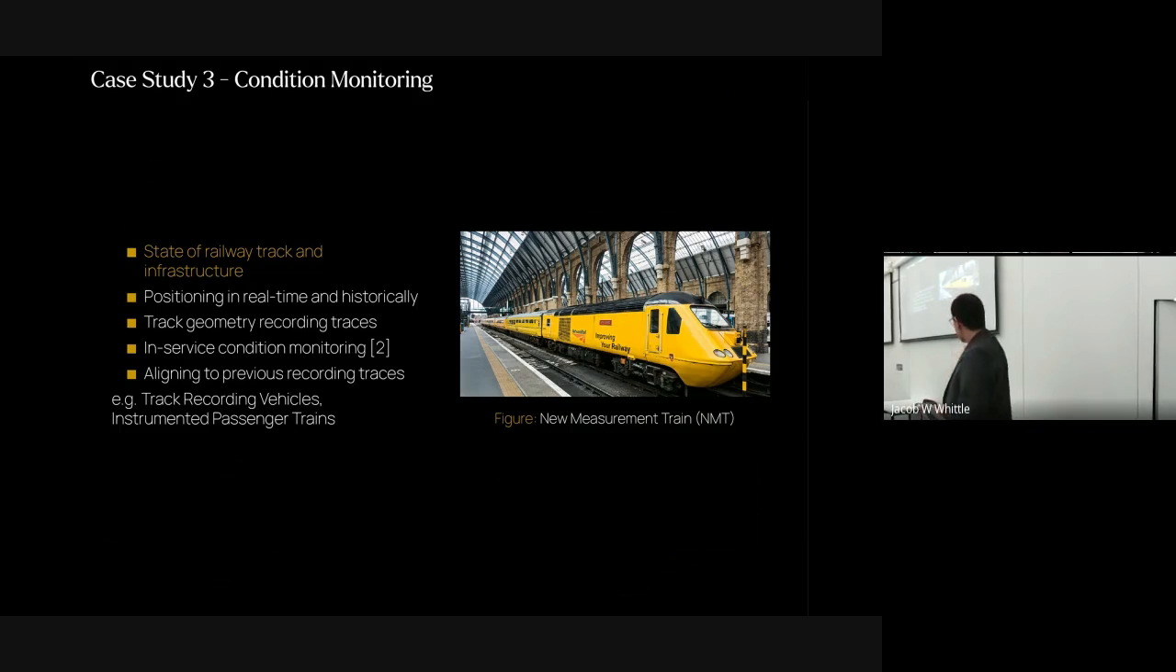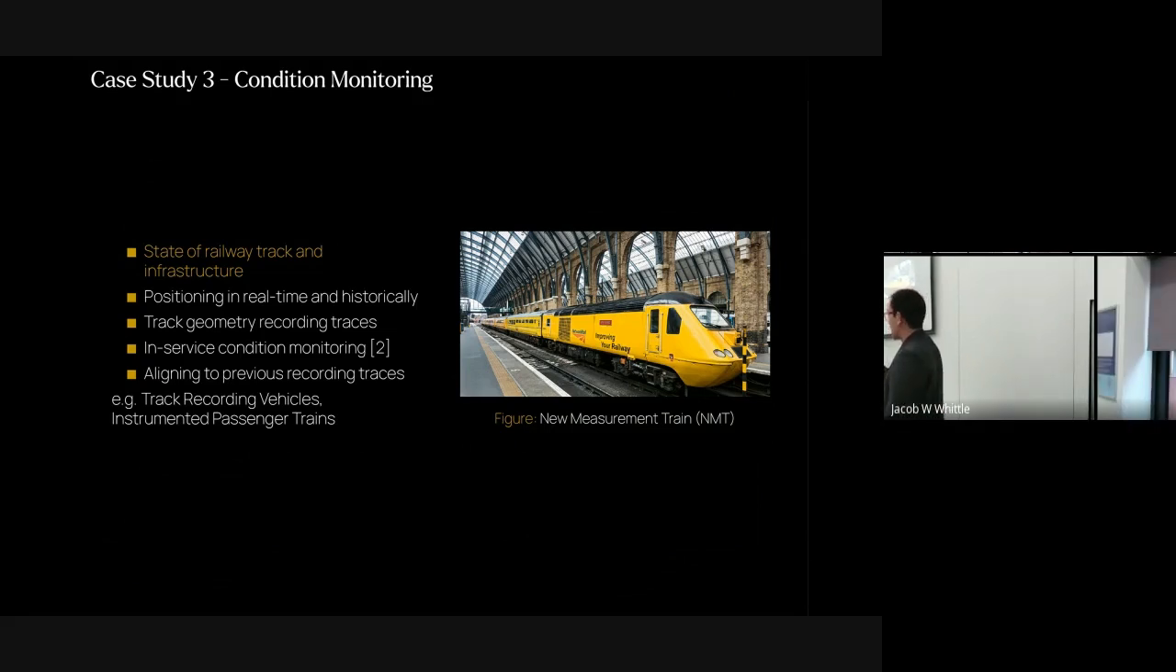One of the key challenges here, as Mark talked about earlier, is the alignment of one recording run to a previous recording run in order to actually make a comparison.